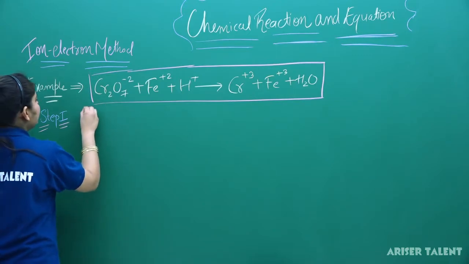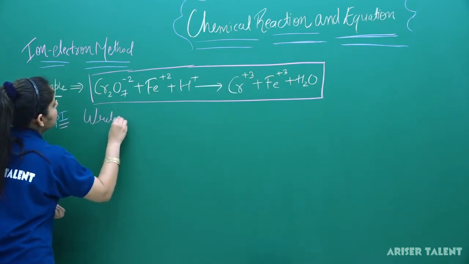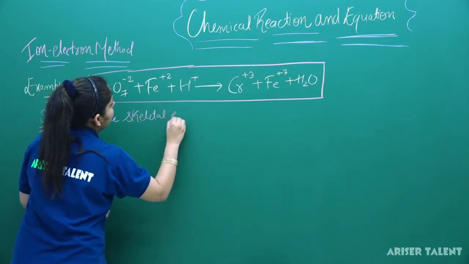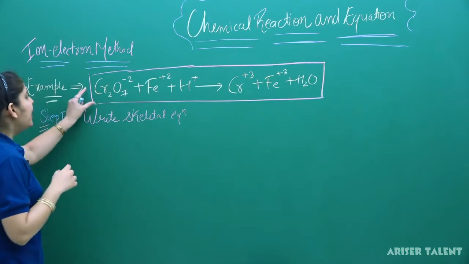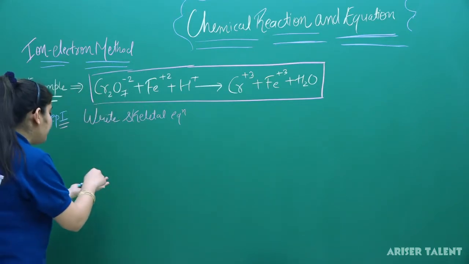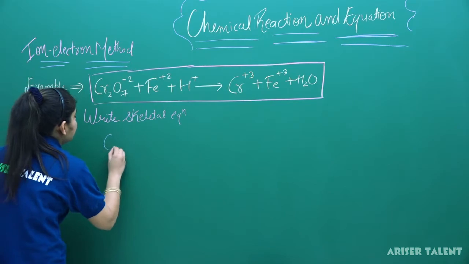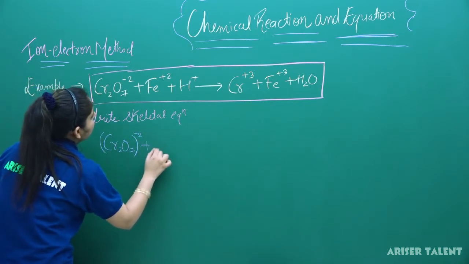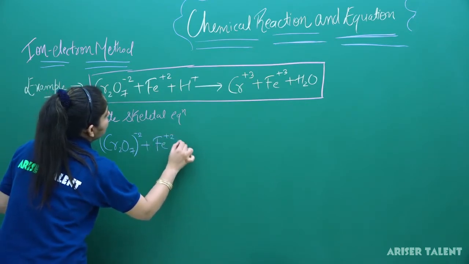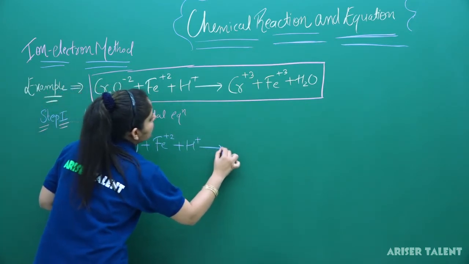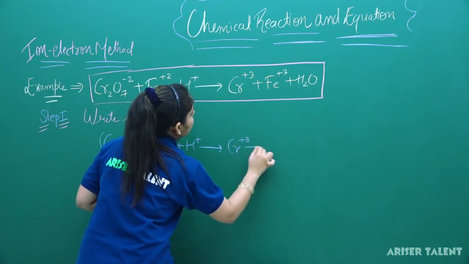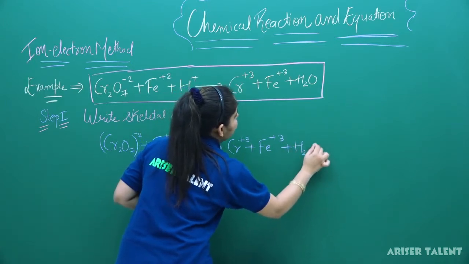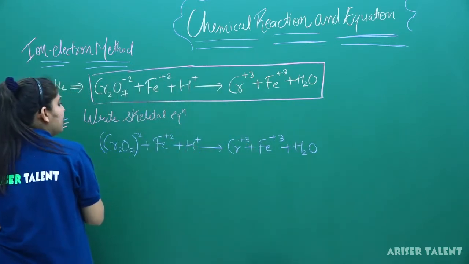write the skeletal equation. The skeletal equation is the question provided itself. So the skeletal equation is Cr2O7 2-, Fe2+, and H+ give Cr3+, Fe3+, plus H2O. So this will be our skeletal equation.